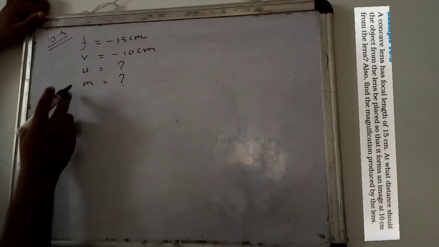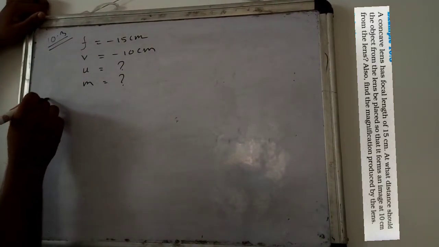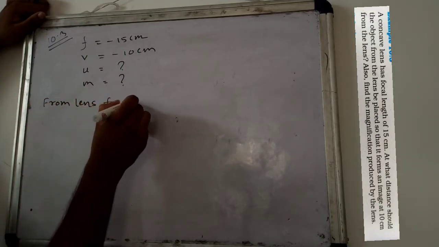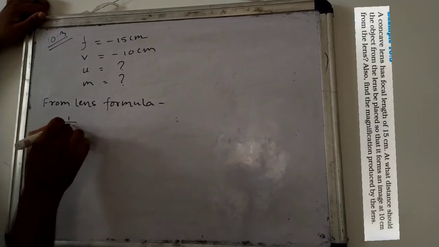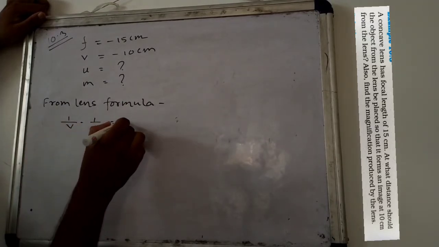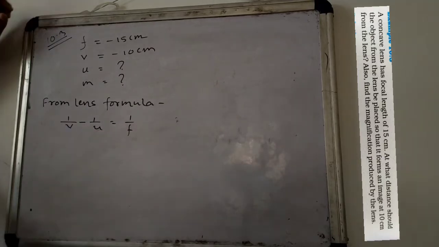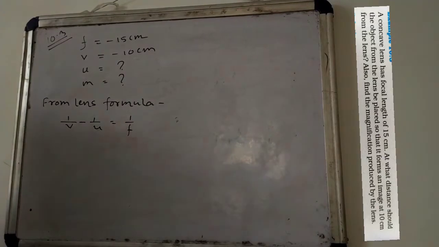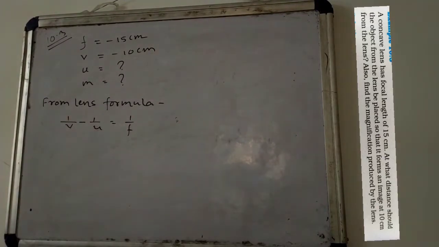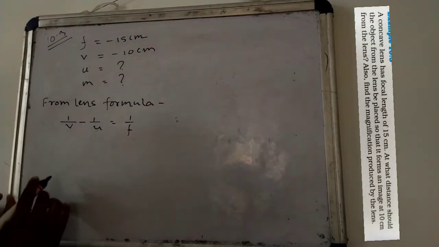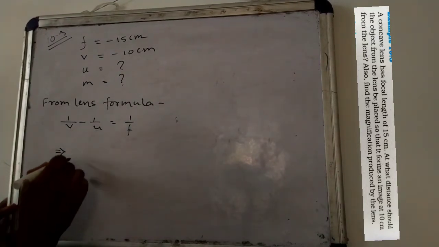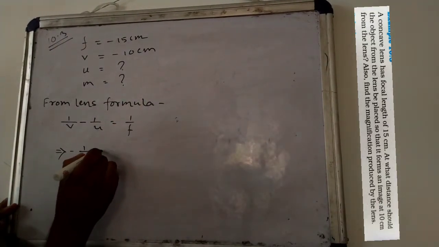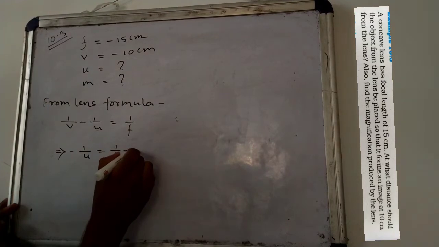So next apply the lens formula to calculate object distance. Our lens formula is 1 by v minus 1 by u equals 1 by f. In the mirror formula it is plus and in the lens formula it is minus. Then take 1 by v to the right hand side, then minus 1 by u will be equal to 1 by f minus 1 by v.